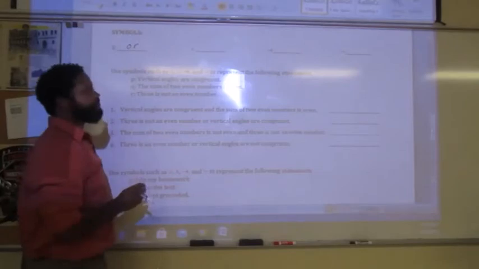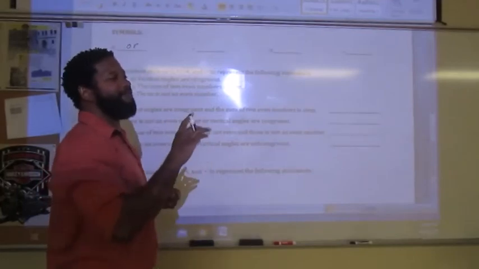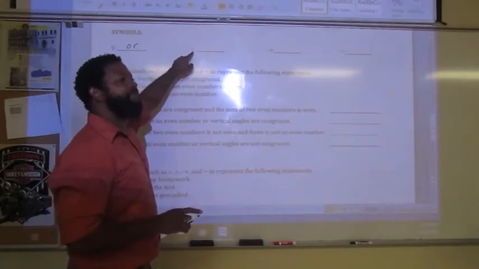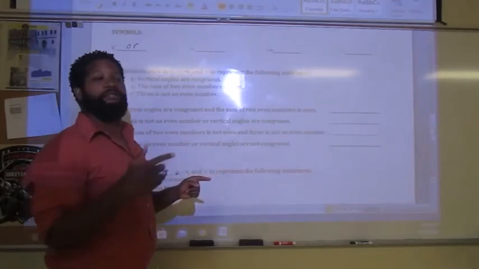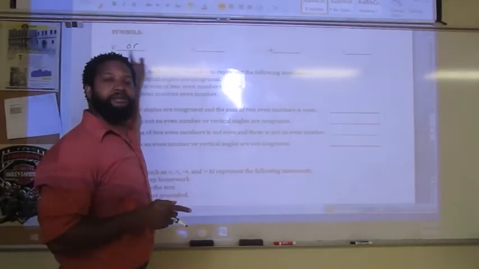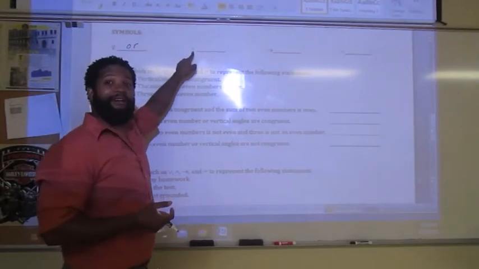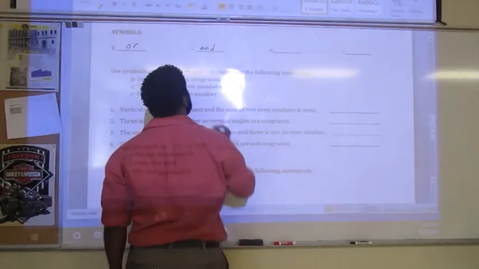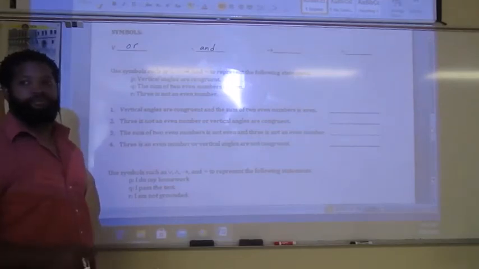V for or? Yes. Well, it's not really a V. It's supposed to be a down arrow, but I couldn't find that, so I just put a V right there. I found the up arrow though, which means and. Up arrow means and. Down arrow means or. They might as well use military signs.